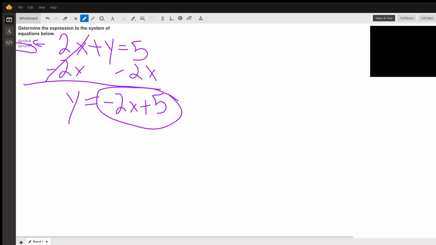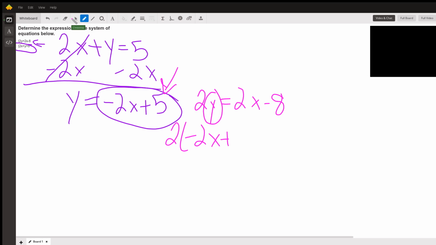2y equals 2x minus 8. And I hope I have enough space. I'm writing pretty big. So let's go over here and do the first equation. 2y, here, maybe I'll change colors so it's easier to see. So 2y equals 2x minus 8. Now I'm going to plug all of this in for this y. So now it's 2 times negative 2x plus 5 equals 2x minus 8. I think I'm going to add a board so that we can see this better.